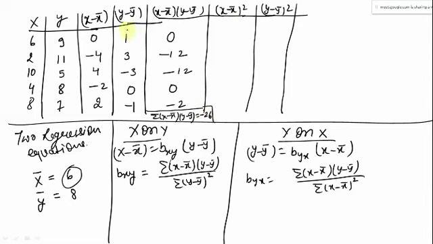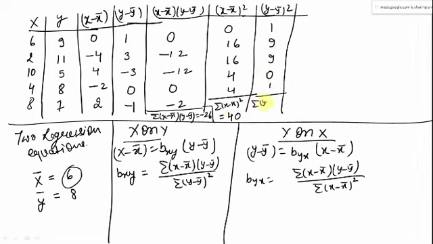Okay. Then x minus x bar square. So 0 square will be 0. Negative 4 will become positive 16. 4 will become 16. Negative 2 will become positive 4 and 2 will become 4. So the summation of x minus x bar square is equal to 40. y minus y bar square: 1 square will be 1, 3 square will be 9, negative 3 square, positive 9, 0 and 1. So we have summation y minus y bar square as 20. So we have all the three values.